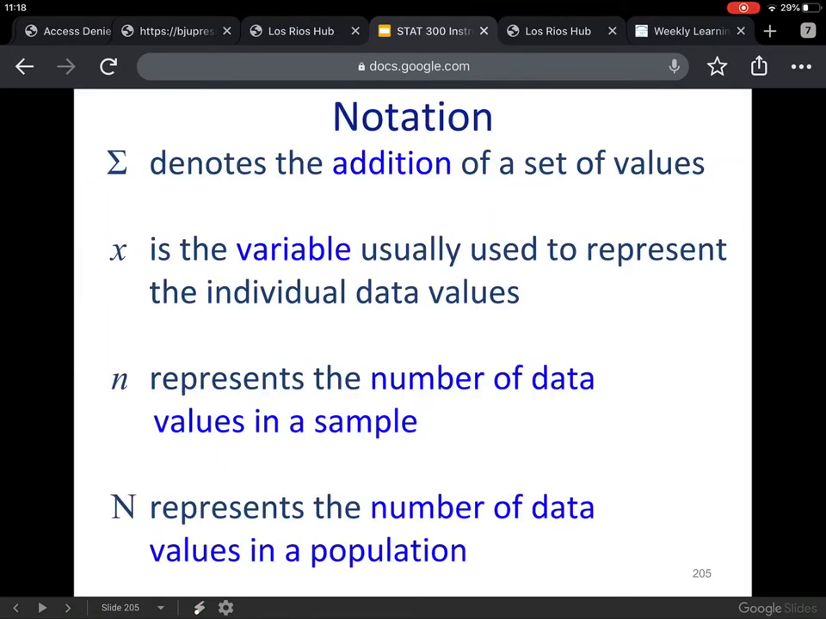Before we go on to describe how we write the mean using special notation, here is the page for the special notation. So this first letter right here is a Greek capital letter sigma. Say sigma once. I know you're probably by yourself listening to this anyway. So sigma, that denotes the addition of a whole bunch of values. And x is just the variable used to represent the individual data values. And then n represents the number of data values in a sample, little n, and then capital N represents the number of data values in the population.